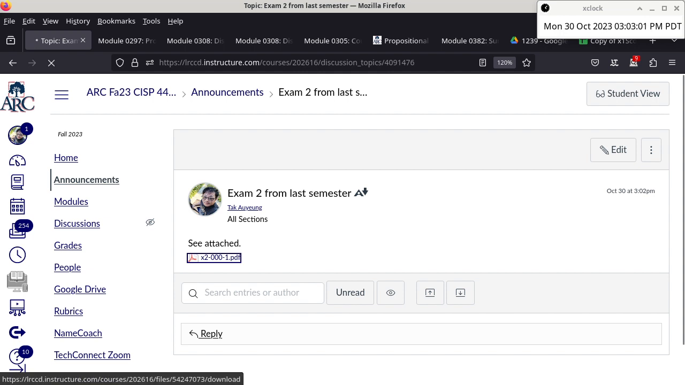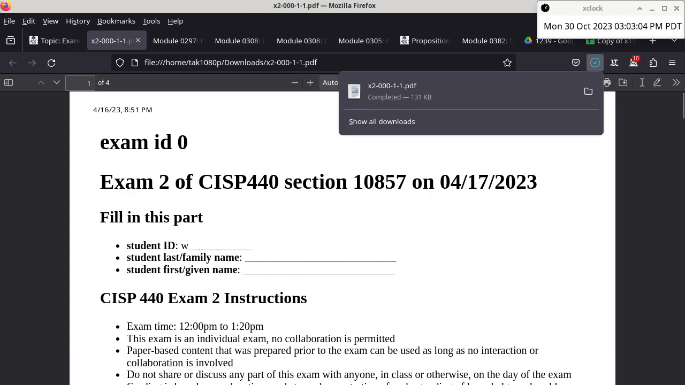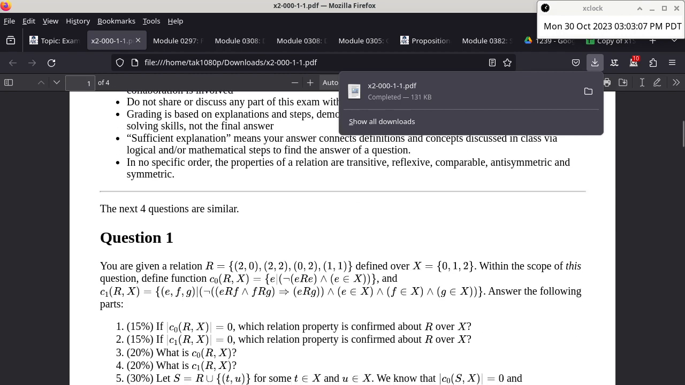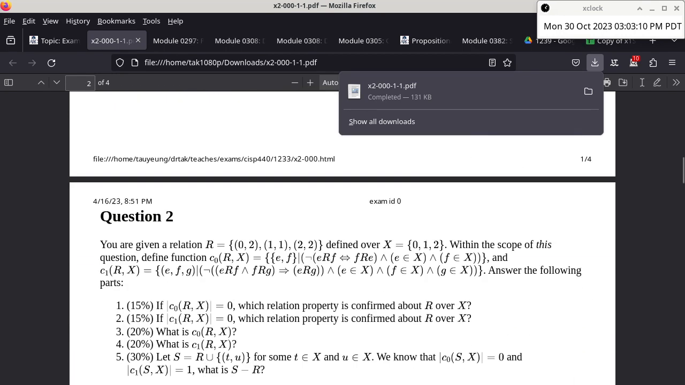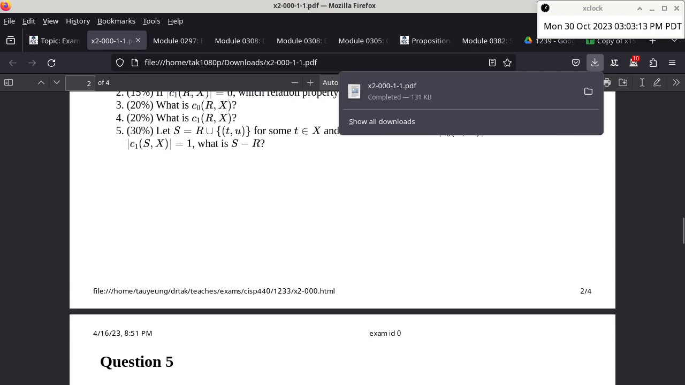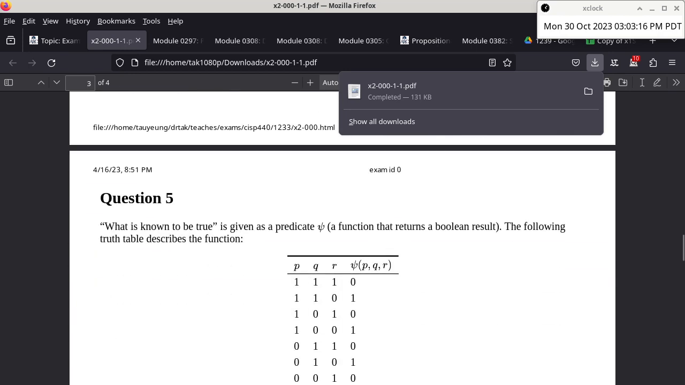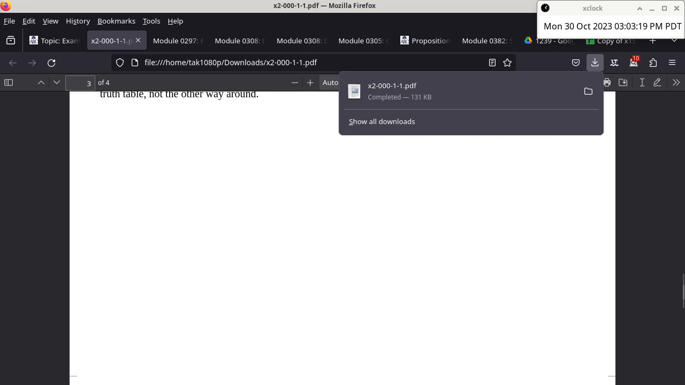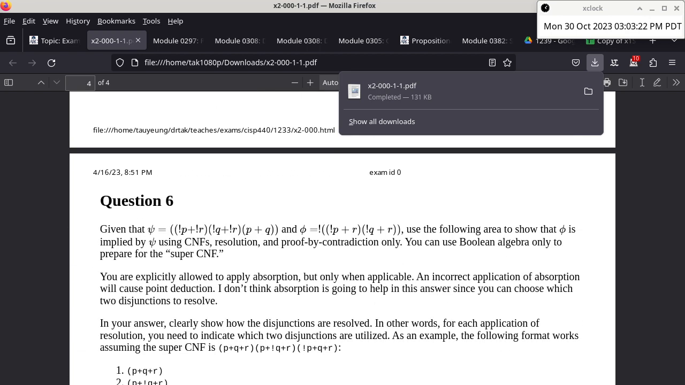So this is a representation of the exam from last semester. Looking at the scope here, we have relation questions. This is a CNF question related to propositional logic. And this one is also propositional logic. So there are two main topics in exam 2, namely relations and propositional logic. Yep. So no counting or discrete probability? Yeah, that is correct. No counting, no discrete probability in exam 2. They'll all be in the final exam.